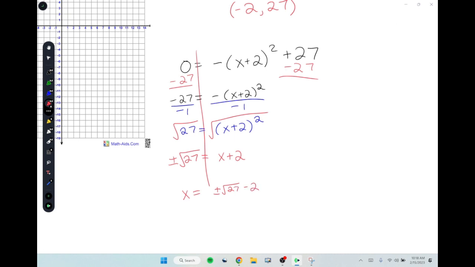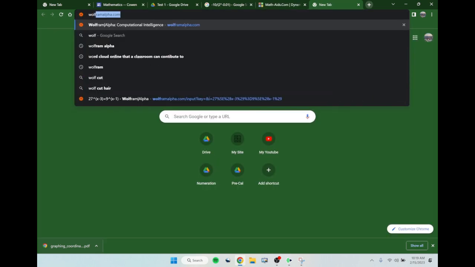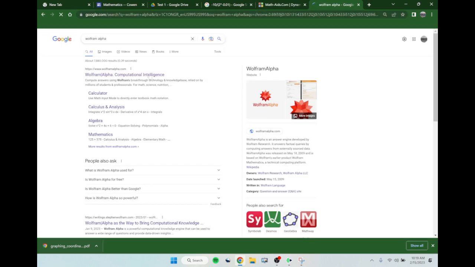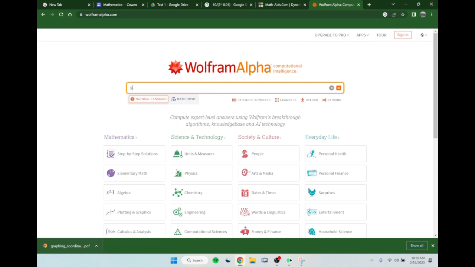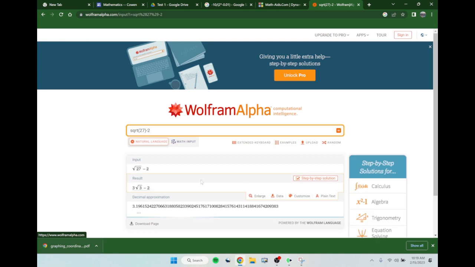So this is actually turning into a calculator portion of the test, which is totally okay. That's half the test. What are those numbers? We got to find those numbers. Grab a calculator. Grab your iPhone. In order to graph it, we definitely got to find those numbers. Root 27 minus 2. Negative root 27 minus 2. This is why I hate the calculator. Square root of 27 minus 2.